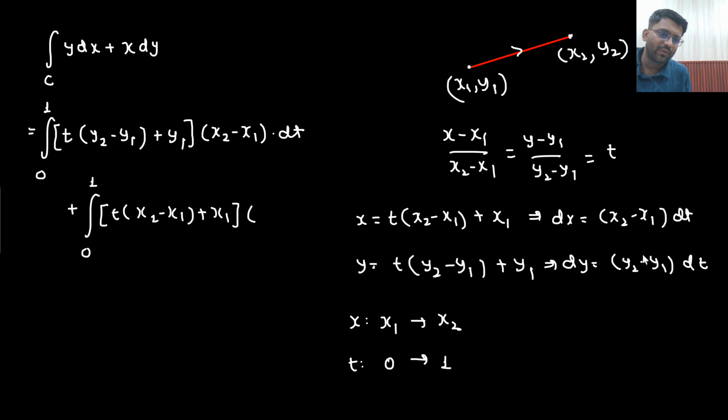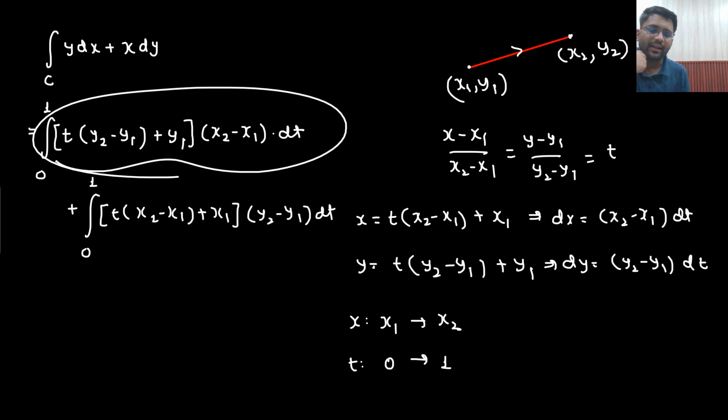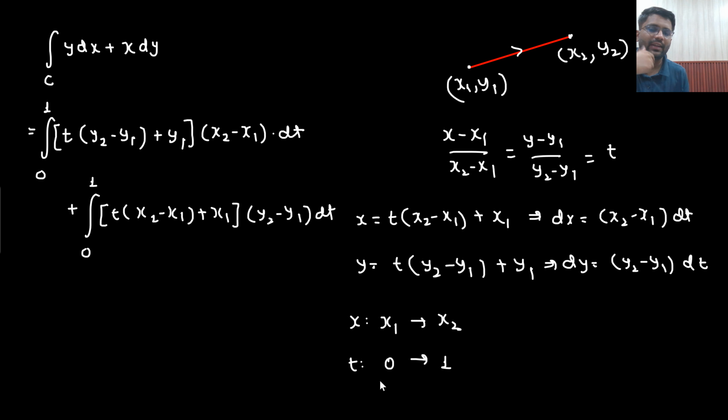And here what are you getting? y2 minus y1. What is the value of dy? It is (y2 minus y1) dt. So you solve only this integral. Isn't it symmetric? In place of x, you just need to put y. That's it. You solve only this integral, and then in place of x you simply put y and you will get your answer.